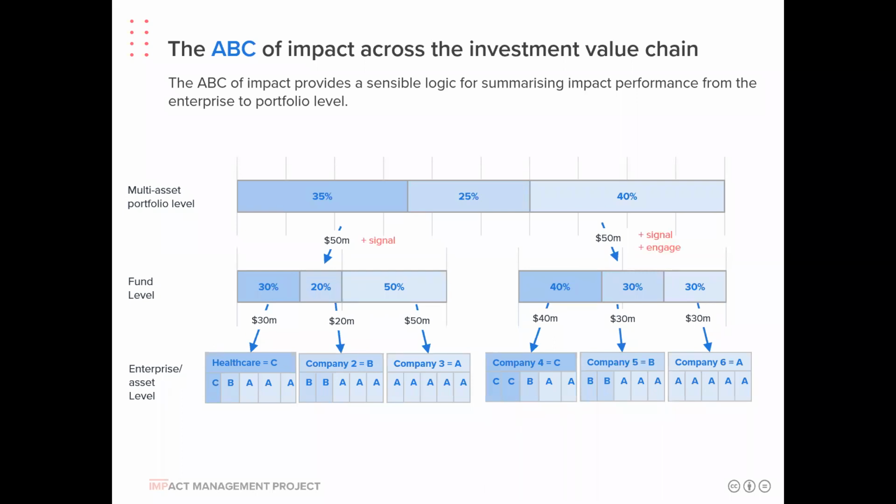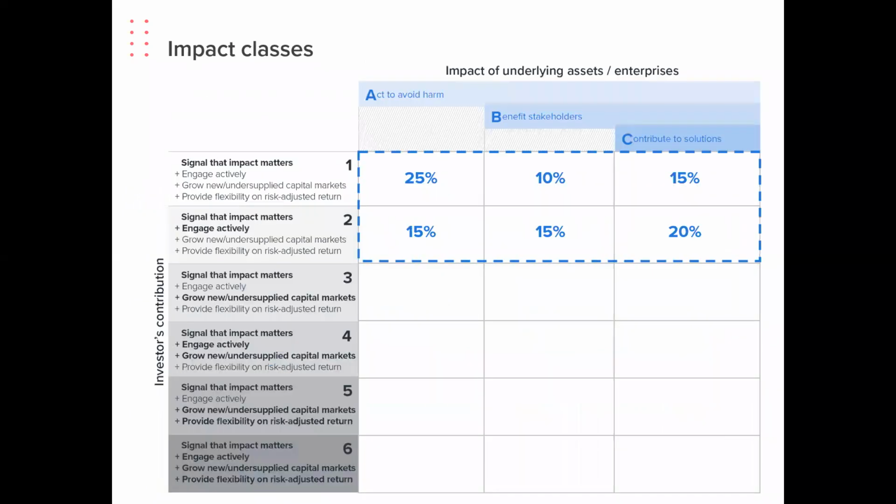Now, in this case, our multi-asset portfolio manager is signaling that measurable impact matters with one of its investments. And then in the other, they are engaging as well. Perhaps they are providing in-depth support to this manager, or sharing best practices from elsewhere in the portfolio, or just generally helping them improve their impact management processes. Now, knowing the impact of our underlying assets as well as our own investor contribution, we can return now to those impact classes that I discussed at the beginning.